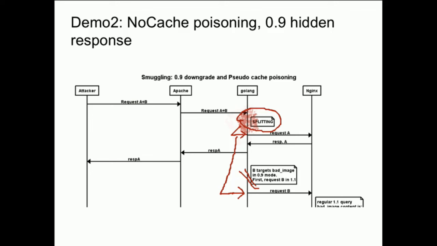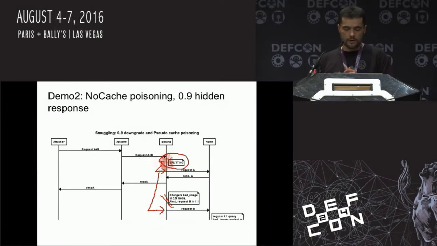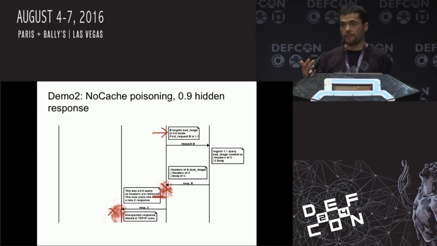So you make a request with a splitting issue on the Golang reverse proxy, for example. Here I've got an Apache reverse proxy, which transmits the request to Go. I've got a splitting issue on Go, so Go is doing this request against Nginx. It targets an image and takes only the HTTP part of this image, which gets back in HTTP 1.1 mode. But for Go, it's an HTTP 0.9 request, so it removes the headers of the response and sends you back the real thing. It's hard to understand without the demonstration, but it works.